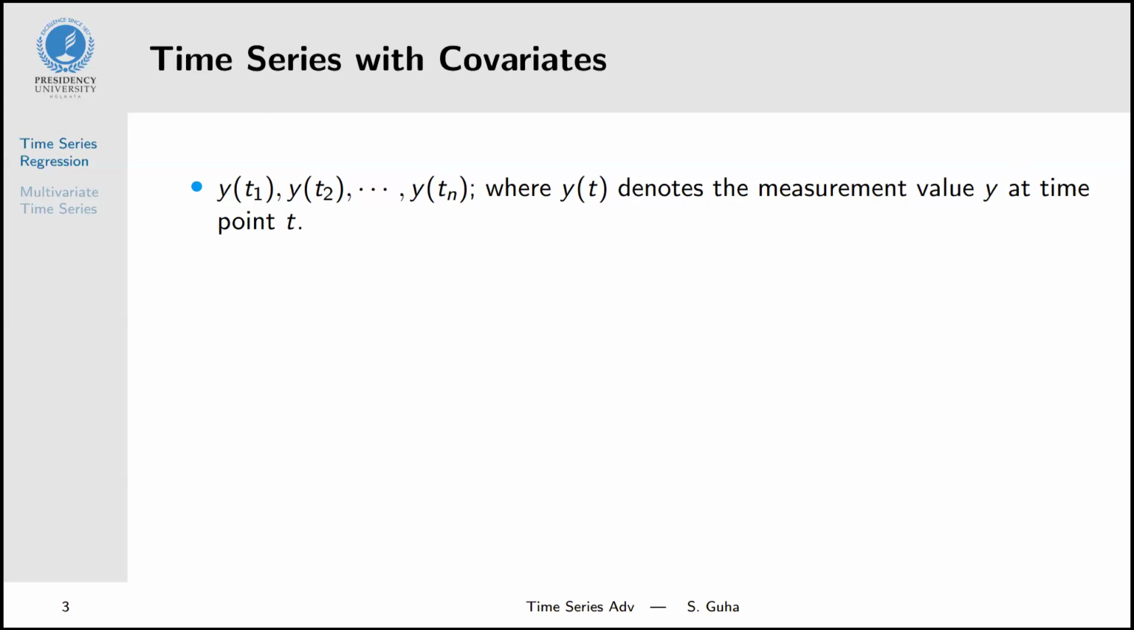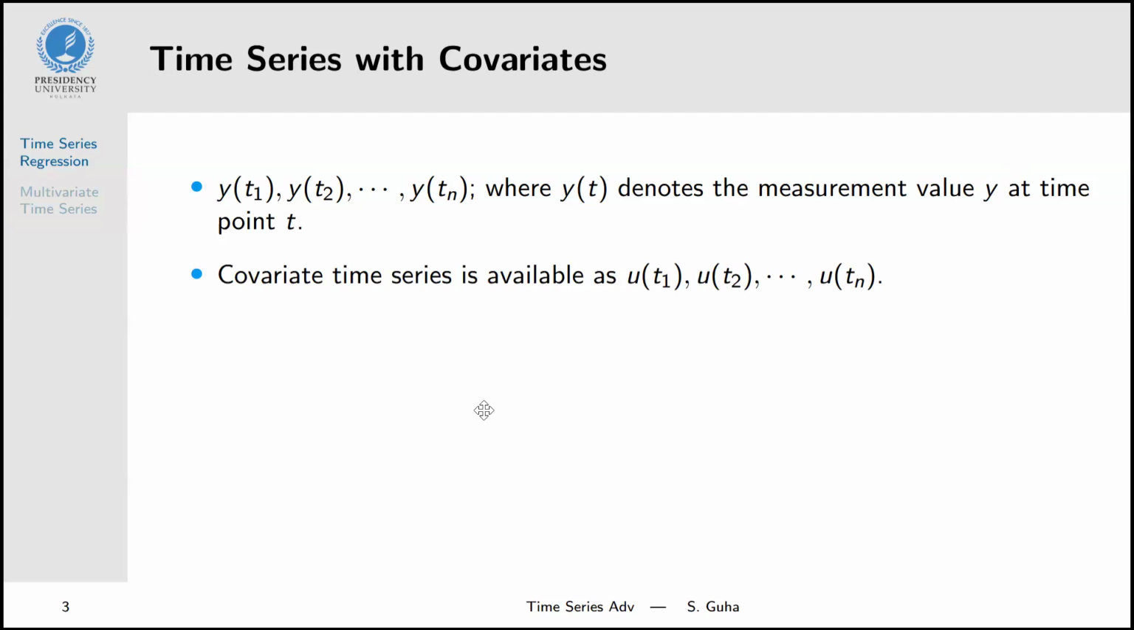So let us see what such a time series would look like. Typically, we have a single variable y. This is the primary time series in which we are interested, and which is measured at different points of time t1, t2, up to tn. Now we also have another auxiliary time series. Maybe this is a time series that measures the daily average temperature.